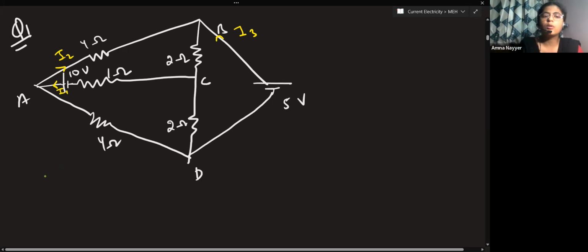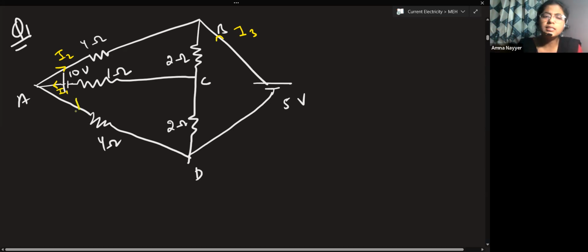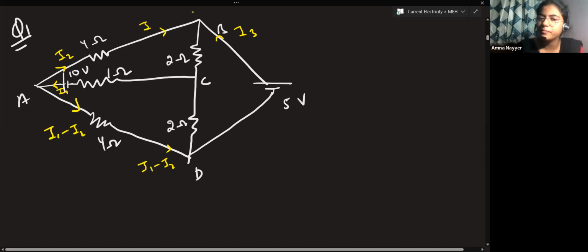For example, I could choose I3 for this wire, but what I'm seeing, if I1 current is flowing, I2 has gone, so I1 minus I2 is left. So instead of taking this as some other current, let me take it as I1 minus I2. The current flowing through this branch is I1 minus I2. Current coming to this branch, this is I2. I2 came to this B point. Let's say I3 also came.